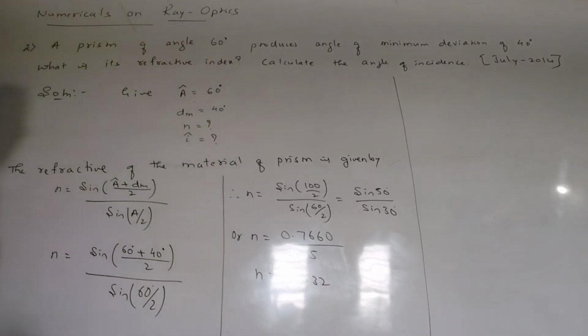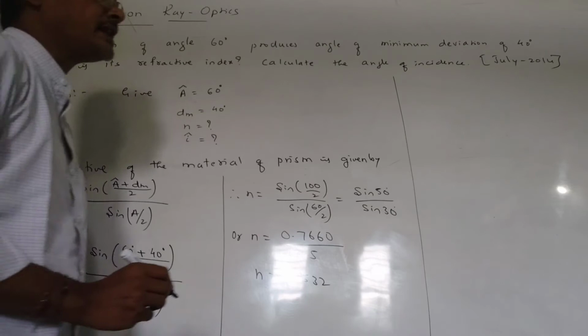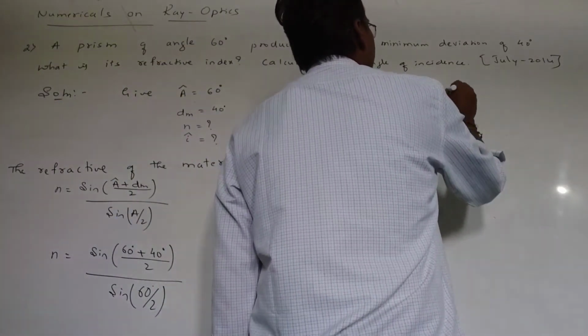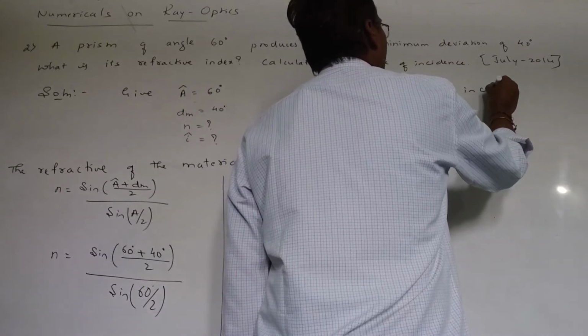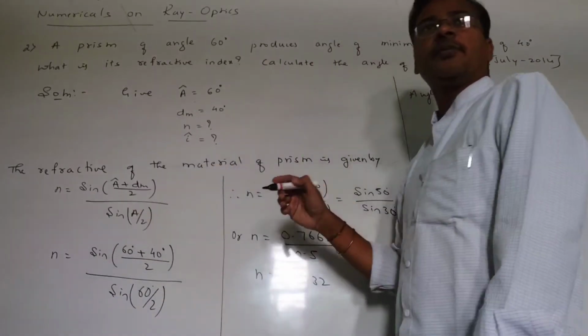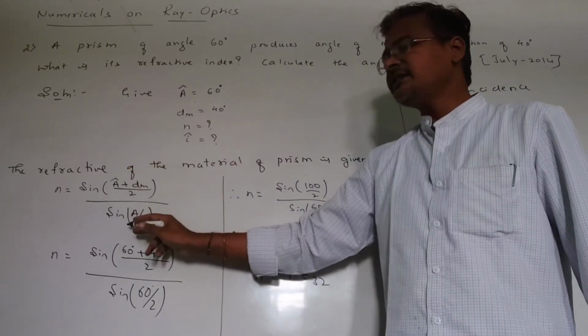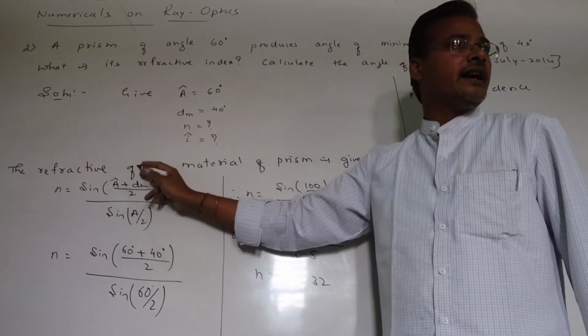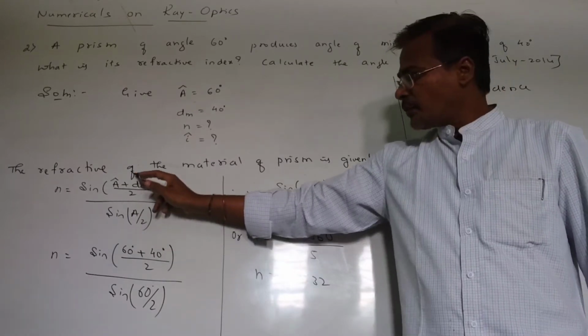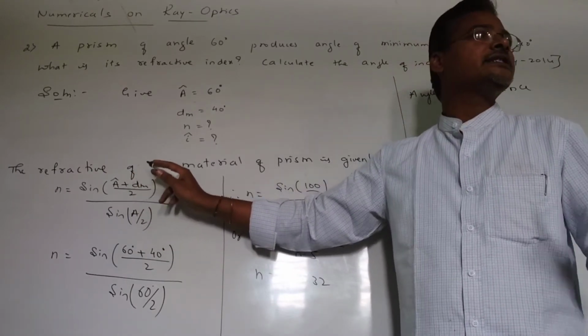1.532, n equal to 1.532. Okay, 1.532. So now we want to calculate the angle of incidence. According to Snell's law, n equal to sin i by sin r. Okay, sin i divided by sin r. In Snell's law it is sin i by sin r, and that i is the angle of incidence.